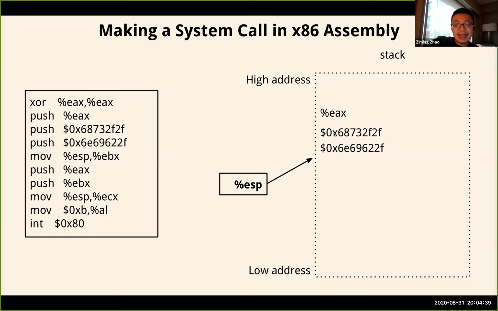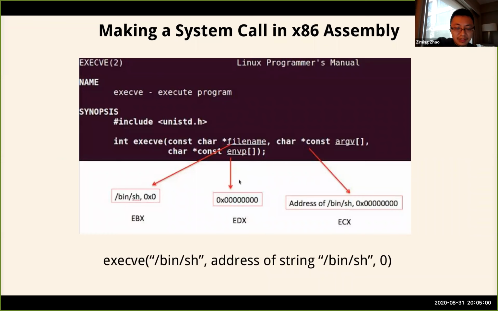This string is /bin/sh, anyway, it's a shell. Then we do execute. Basically, this system call will create a new shell for us. You can see this can be used as shell code. So if we get this, oh, it's actually this one. Yeah. So this is the system call parameters.